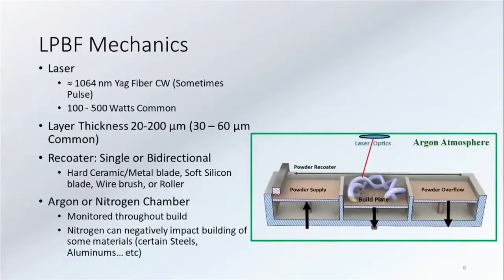So some of the mechanics: we have a recoater, and we obviously have a laser. Your laser is going to spot weld the layer. Your recoater is going to spread some of your powder supply onto the build plate and over to the overflow, and then go back and restart. Layer thicknesses are 20 to 200 microns. Most of the machines use a continuous wave laser, typically around 1064 nanometers. It's a YAG.